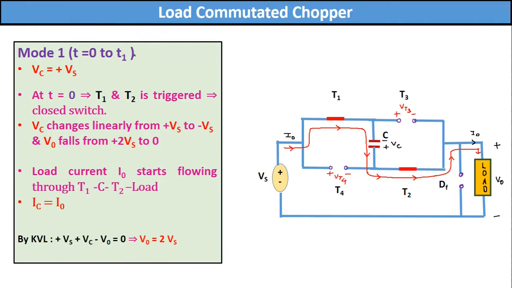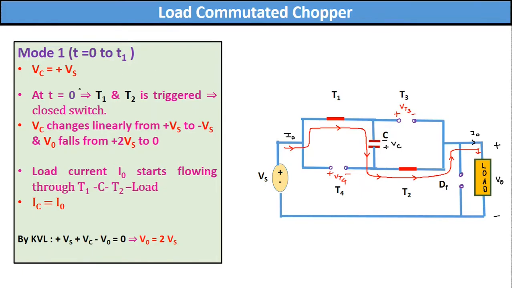This load commutated chopper consists of three modes of operation: mode 1, 2 and 3. Mode 1 starts from time t equal to 0 and goes up to time t equal to t1. So initially we are assuming that this capacitor C is charged with voltage of plus Vs, that is, with a positive source voltage Vs.